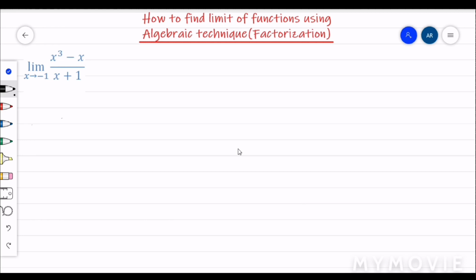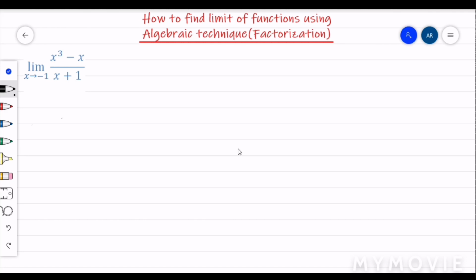In today's lesson, we'll learn how to evaluate limits. You can see a function is given to us, which is x cube minus x over x plus 1, and it's a rational function. Why am I saying so? Because both numerator and denominator are polynomials, and whenever we divide a polynomial by another polynomial, we always get a rational function, and we need to evaluate the limit of the rational function.